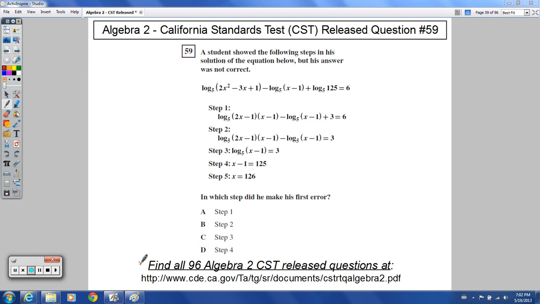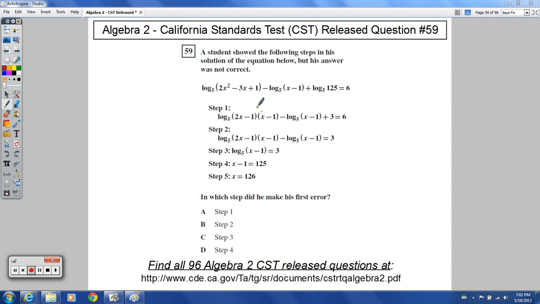This is Algebra 2 CST release question number 59. It says a student showed the following steps in his solution of the equation below, but his answer was not correct. Okay, so let's see. We've got log base 5 of the quantity 2x squared minus 3x plus 1, minus log base 5 of x minus 1, plus log base 5 of 125 equals 6. Okay, so that's our initial equation.